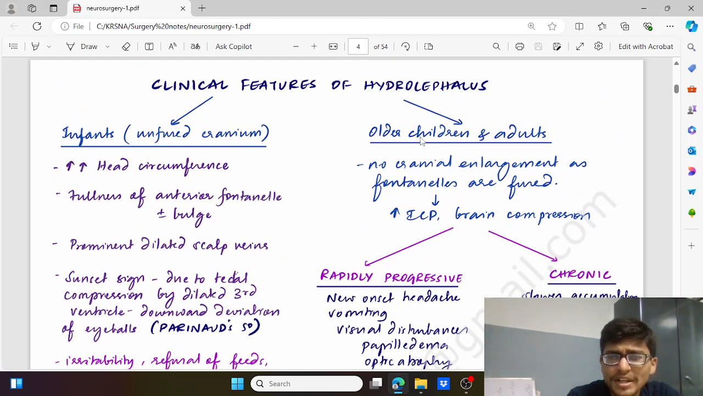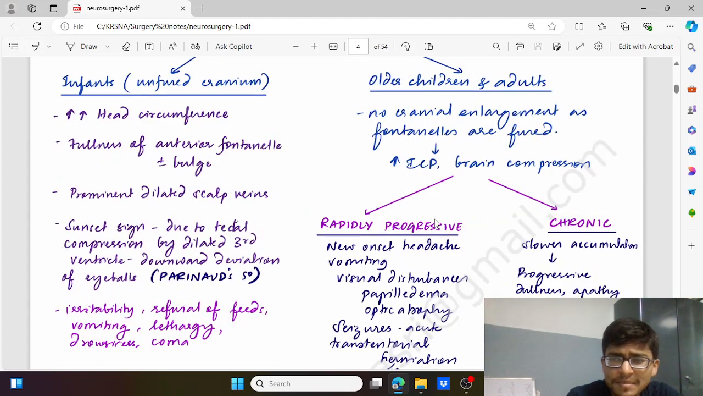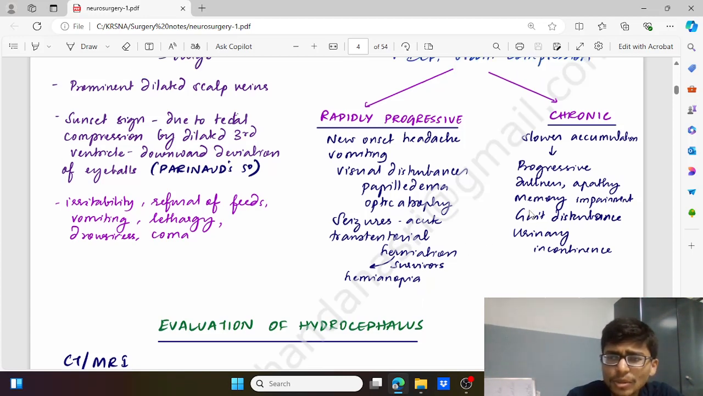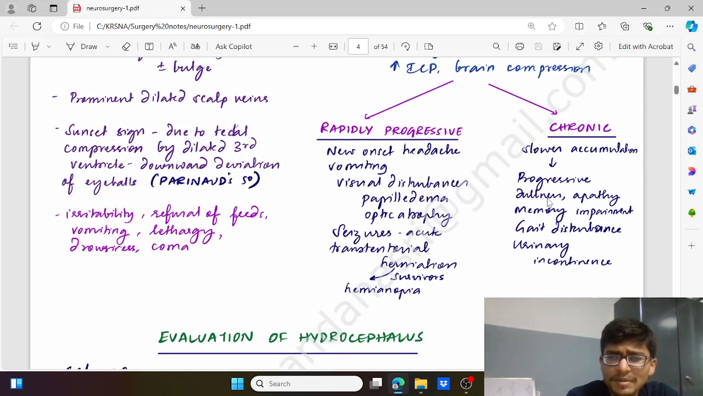Then we have the older children or adults, where there is no cranial enlargement as the fontanelles are fused, raised ICP and brain compression. It could be rapidly progressive, resulting in new onset headache, vomiting, visual disturbance in the form of papilledema, optic atrophy, seizures, herniation, and those who survive may have hemianopia, a visual field defect. Then chronic, where there will be slow accumulation, progressive dullness or apathy in the patient, memory will be affected, gait will be affected, and urinary incontinence.